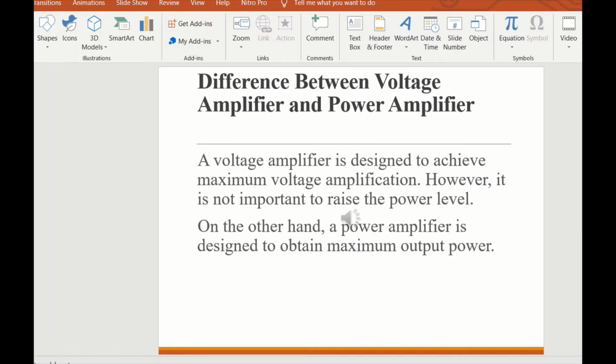So in this chapter we will be studying the power amplifiers. In power amplifiers, basically the signals we deal with are for high current values, suppose 1 ampere. In case of voltage amplifier, the output current value is in the range of milliamperes, and in power amplifier it is in the range of amperes. So the purpose of power amplifier is to obtain maximum output power.